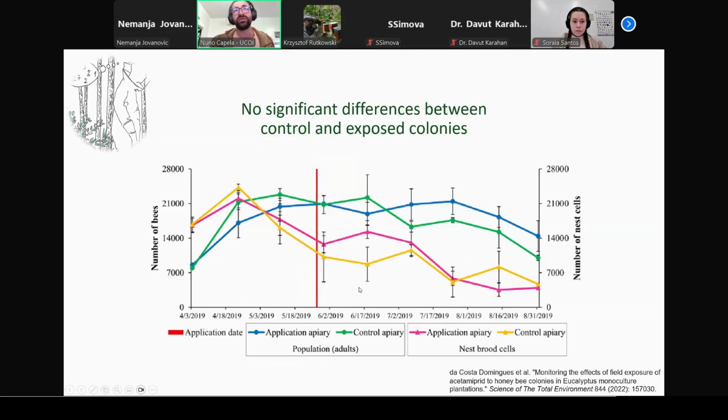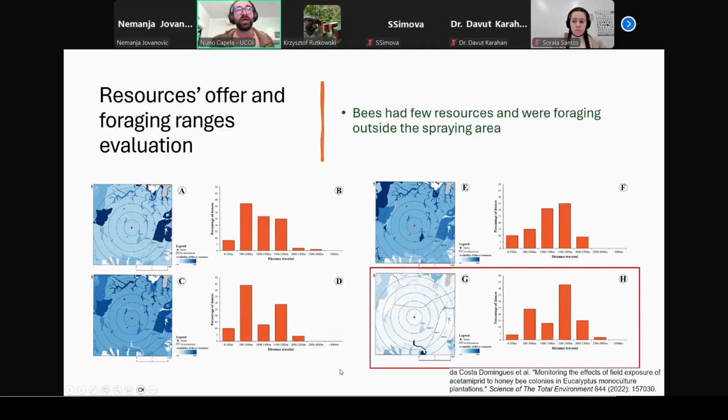And basically in here you can see, sorry, this graph doesn't have good quality, but these are the true apiaries, these two, the blue and the red. In this case, this is the population, and it was very similar. Also the brood nest cells were very similar. This was when we did the application, and we couldn't see any differences.